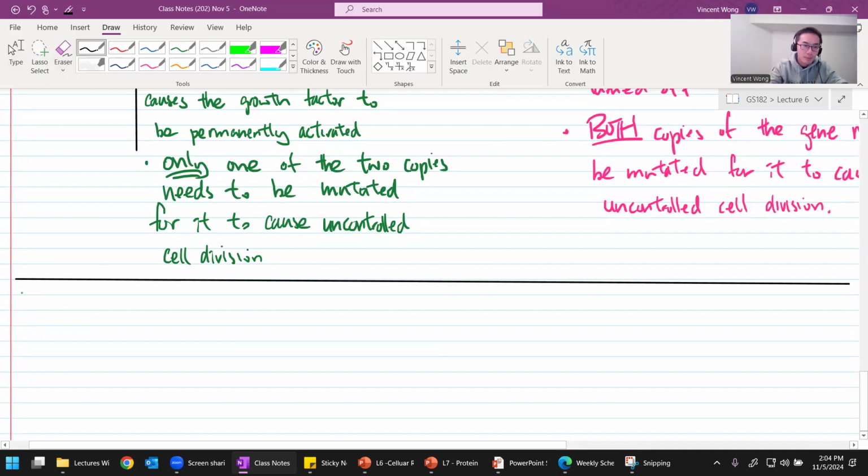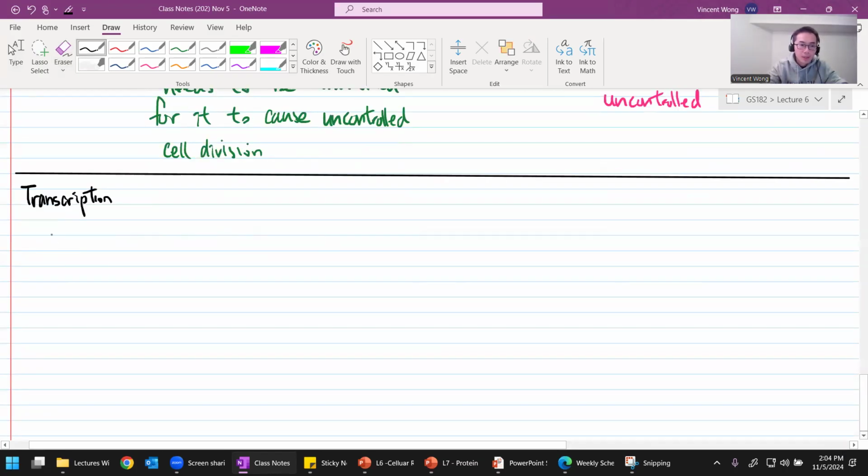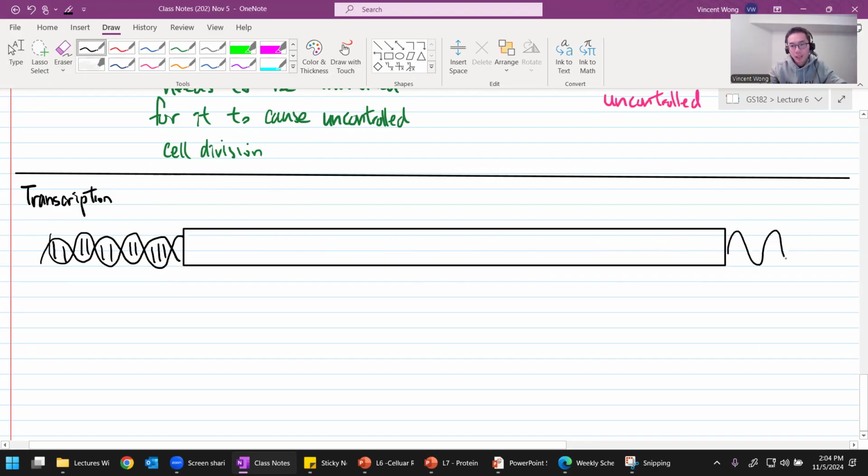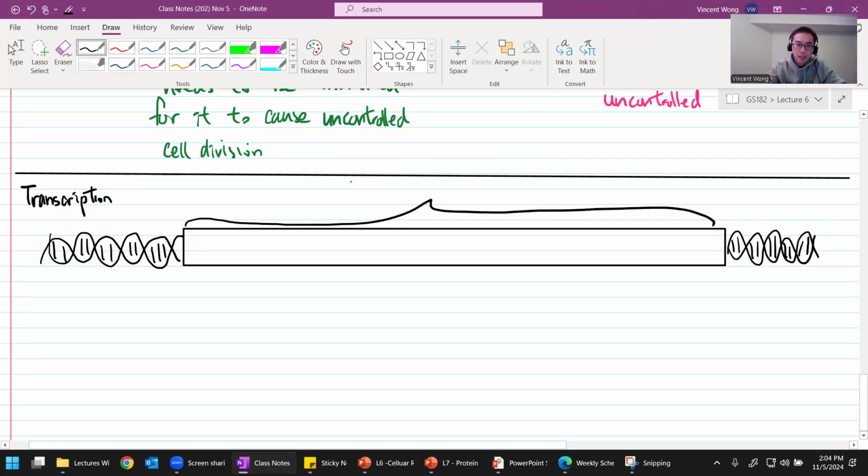So this is transcription. So this is the DNA, which is a double helix. And it's going to be a double helix all the way, but I'm just going to draw a rectangular box here to represent the double helix, because it's hard to draw all the way along, and it's messy anyways. So this whole box that I've drawn represents a gene.